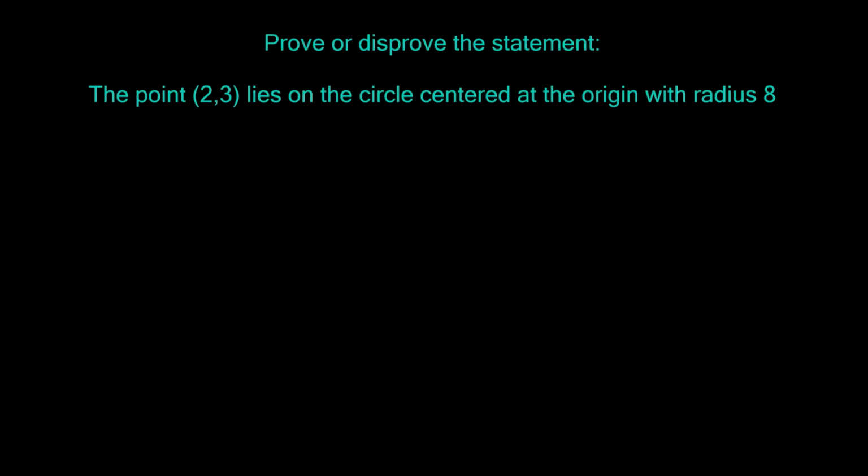So in this video, I'm going to teach you how to write coordinate proofs of circles. We're going to go over two examples. Let's start with this one right here. It says prove or disprove the statement: the point (2, 3) lies on the circle centered at the origin with radius 8.